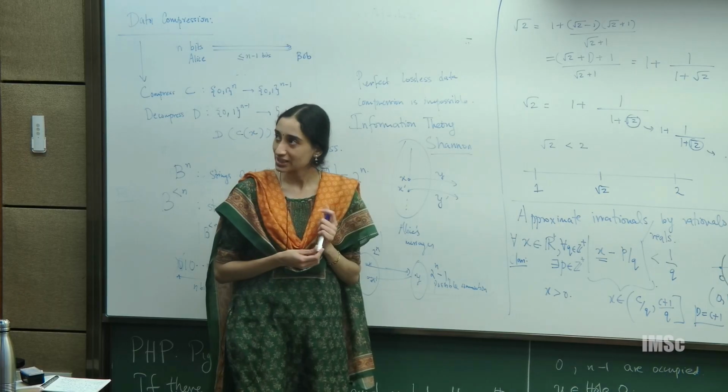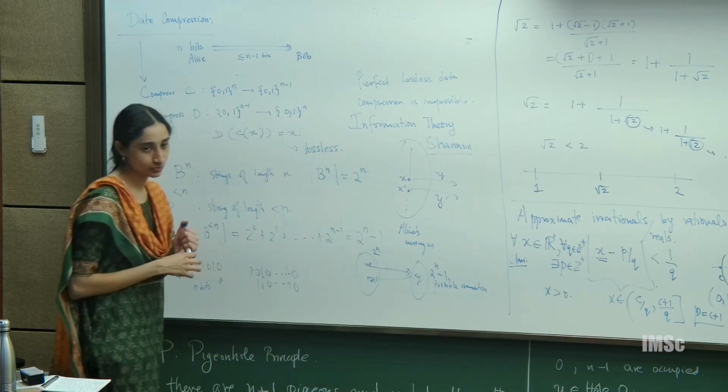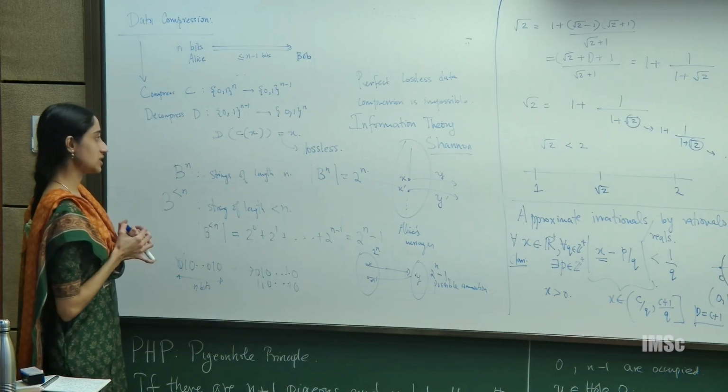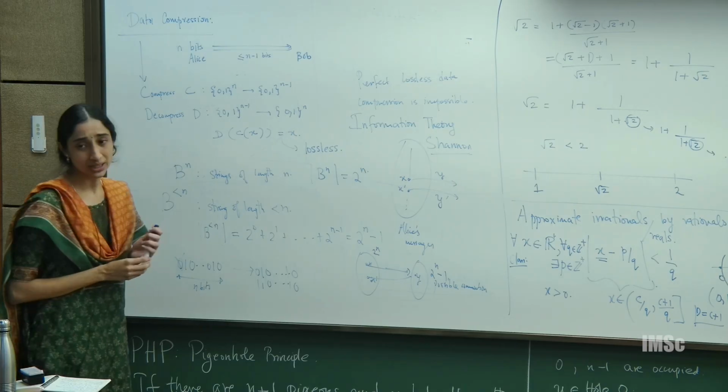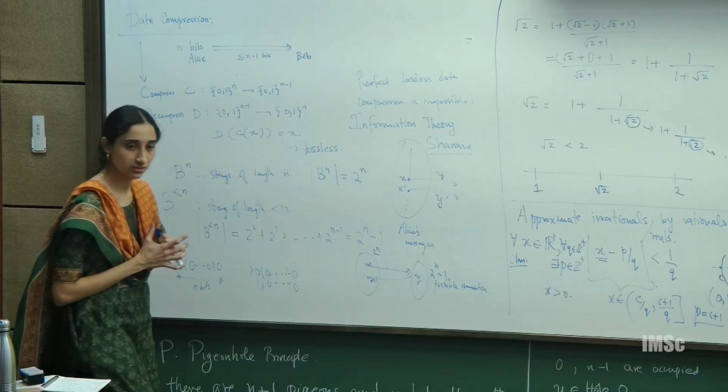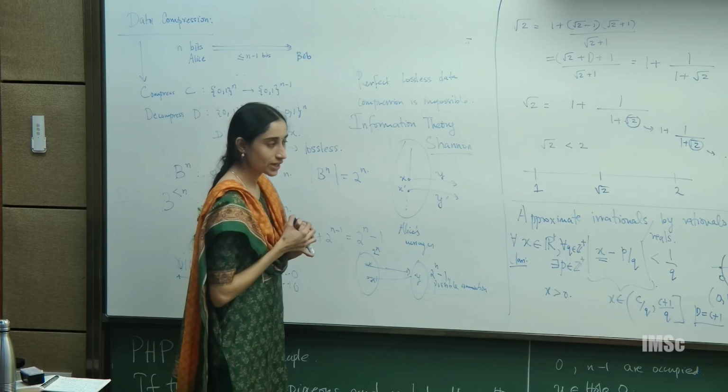There are some more examples which we will see maybe tomorrow. Coloring, Ramsey theory and so on, and one example in computational geometry. Okay, so that is all.